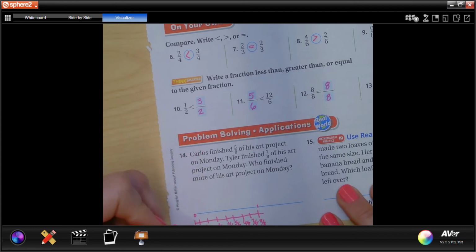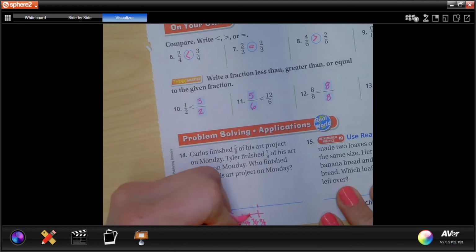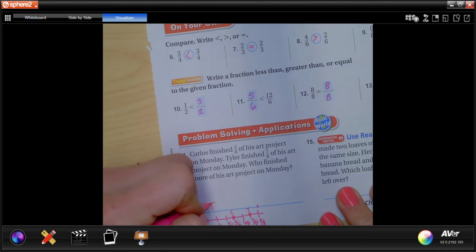Okay, so we know that Carlos finished 5/8, so Carlos is here. We know that Tyler finished 7/8, so Tyler's here. Who finished closer to the whole project being finished? Tyler finished closer to the whole, so the answer is Tyler.